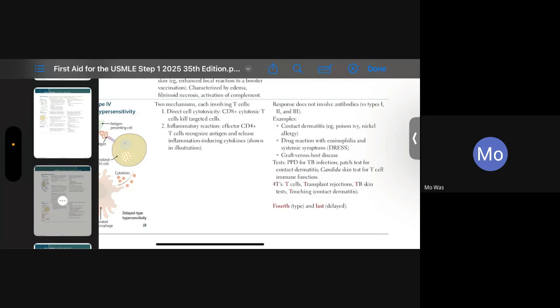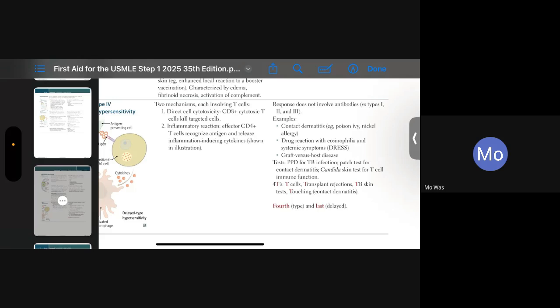Similar is the example of Candida, right? So we do the Candida skin test. We take some component of the Candida, give it under the skin, and after that T cells immune function comes in, causing a local inflammation and induration there, right? So that was also an example of type 4 hypersensitivity. Keep these things in mind.